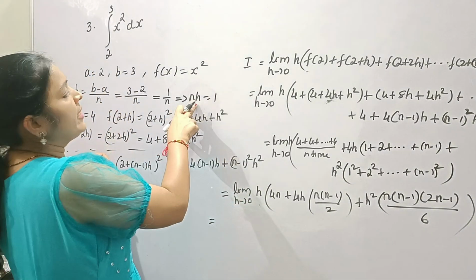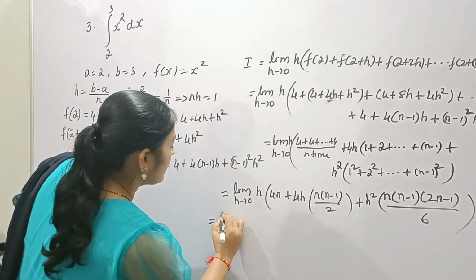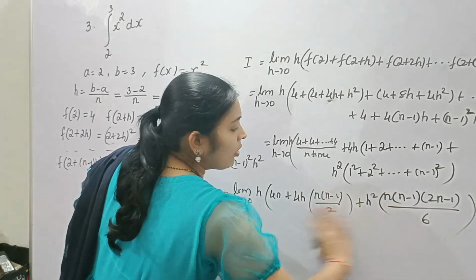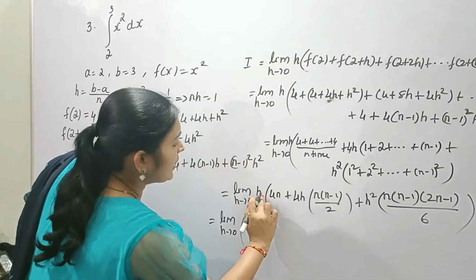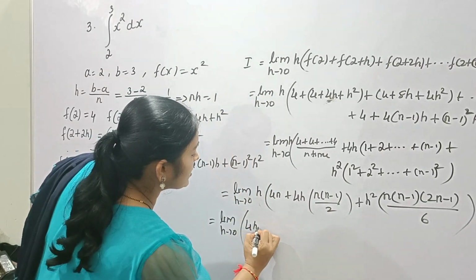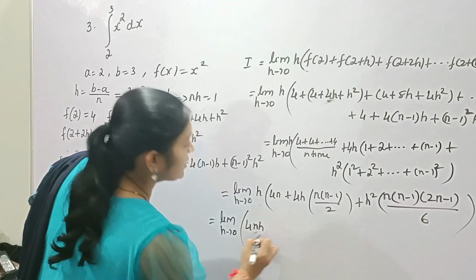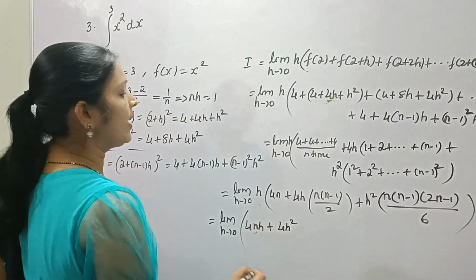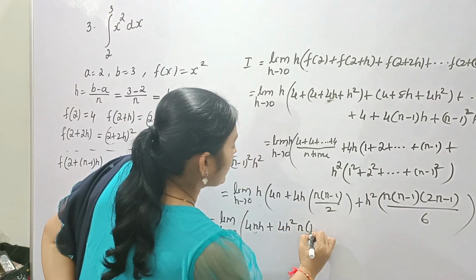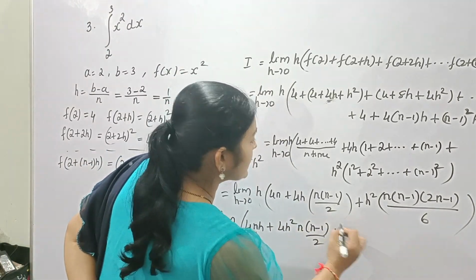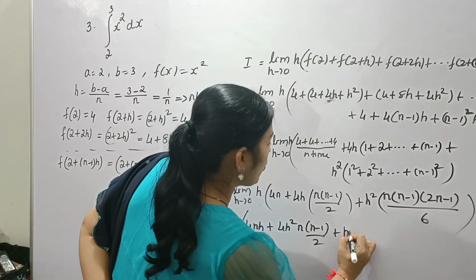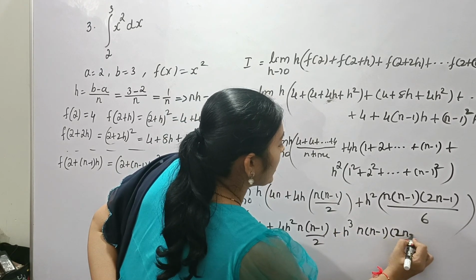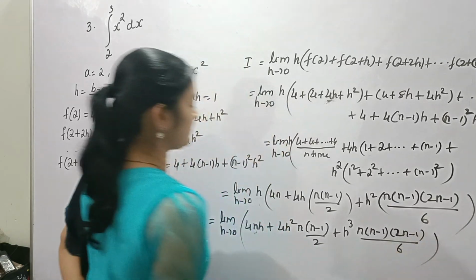We have the value of nh is equal to 1. So here limit h tends to 0. Let's multiply all these terms by h. So here it will be 4nh plus here 4h square into n into n minus 1 by 2 plus here h cube into n into n minus 1 into 2n minus 1 divided by 6.